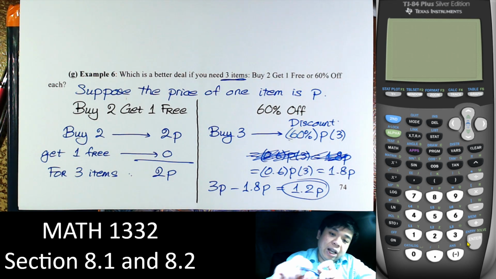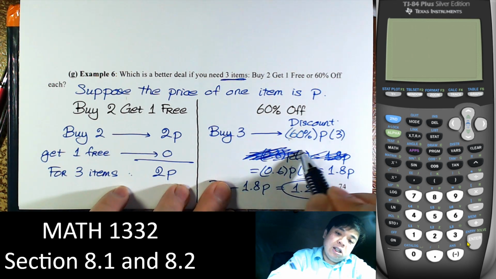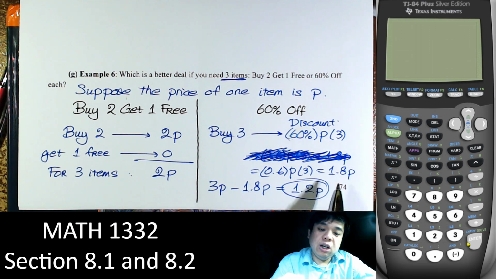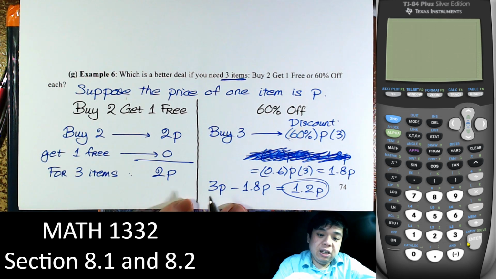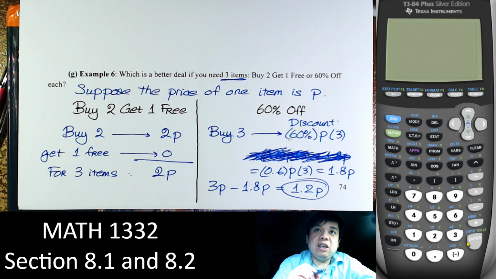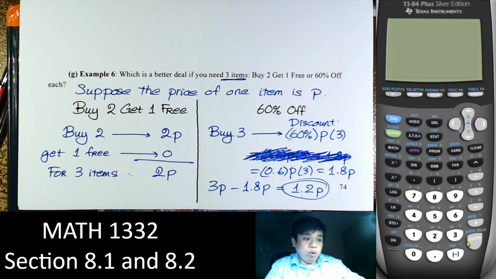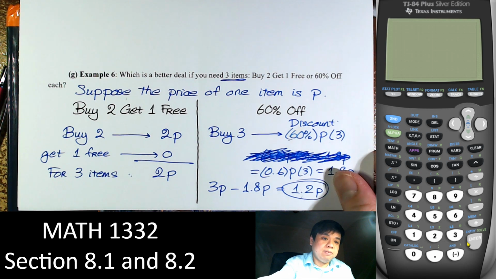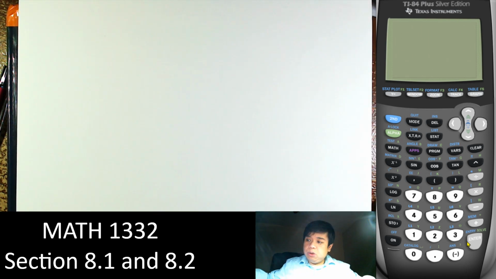Right, once again, with the 60% off, we're not paying 60% of the original item, so 60% off. The discount is 1.8p from the original 3p. So that gives us 1.2p. So it's still a much better deal than the buy 2 get 1 free. Right, so that is the first section, 8.1. Now we'll go to 8.2.